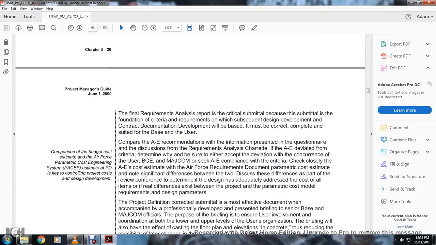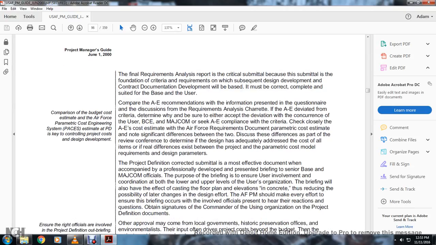The final requirements analysis report is the critical submittal because it is found with the criteria and requirements for sequential development. Contract documentation development will be based on the most correct and complete base and user information. The budget estimate is compared with the Air Force parametric cost engineering system estimate and the estimate in the project definition, which is key to controlling project design development.